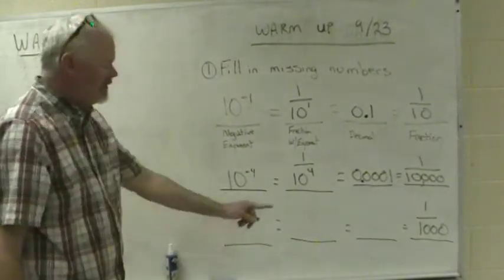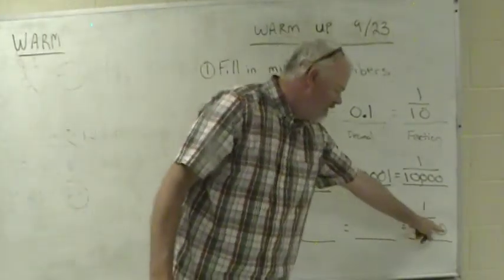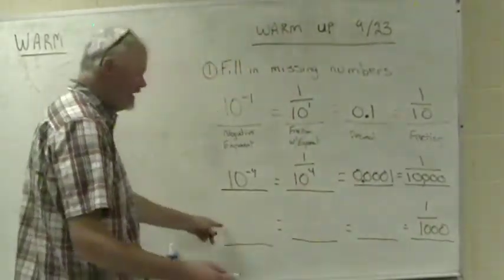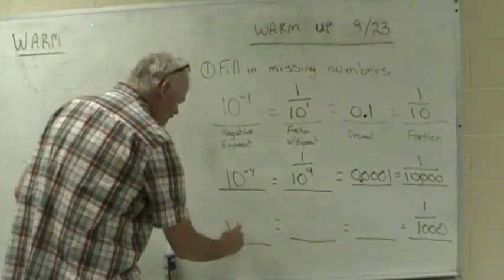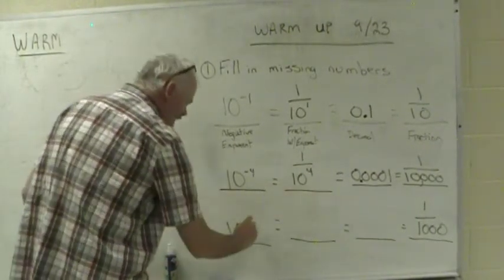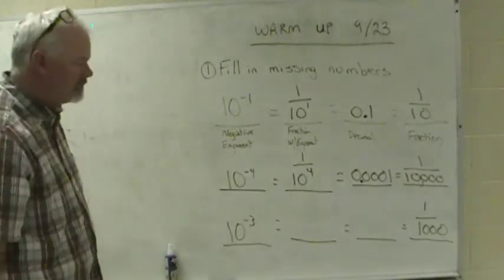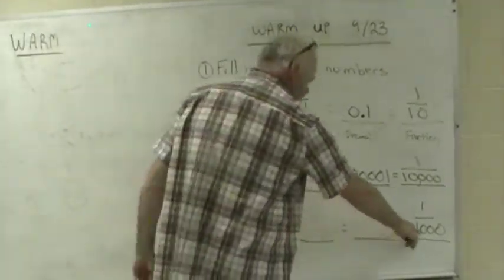All right, next one. We start with the fraction. I look at the zeros. 3 zeros. Let's start over here. I know my base is always 10. I need a negative 3, because it's got 3 zeros in it, right?